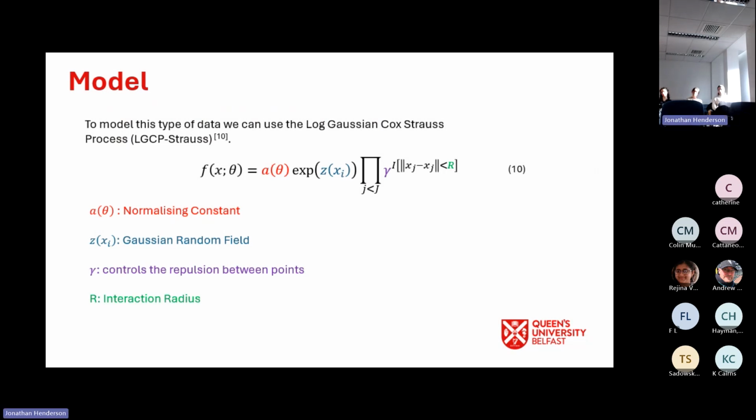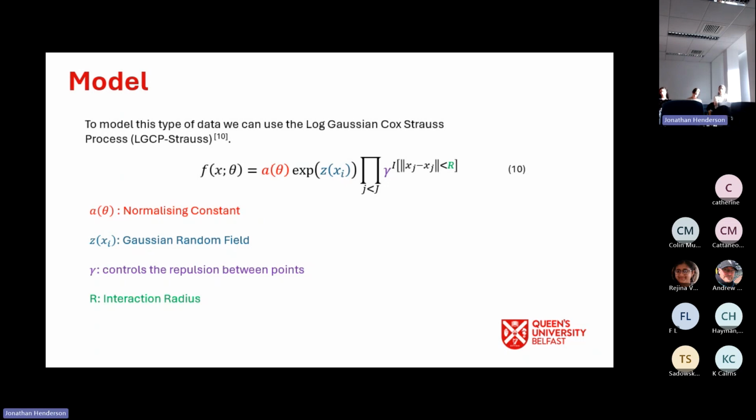So work has already been done in this area, but it's only been recently that the density of this type of process has appeared in the literature. So this is what's known as the log Gaussian Cox Strauss process. Essentially, we have our log Gaussian Cox process, which is given by the exponential of our Gaussian random field Z. This is influencing our intensity, so it's influencing our aggregation between the points.